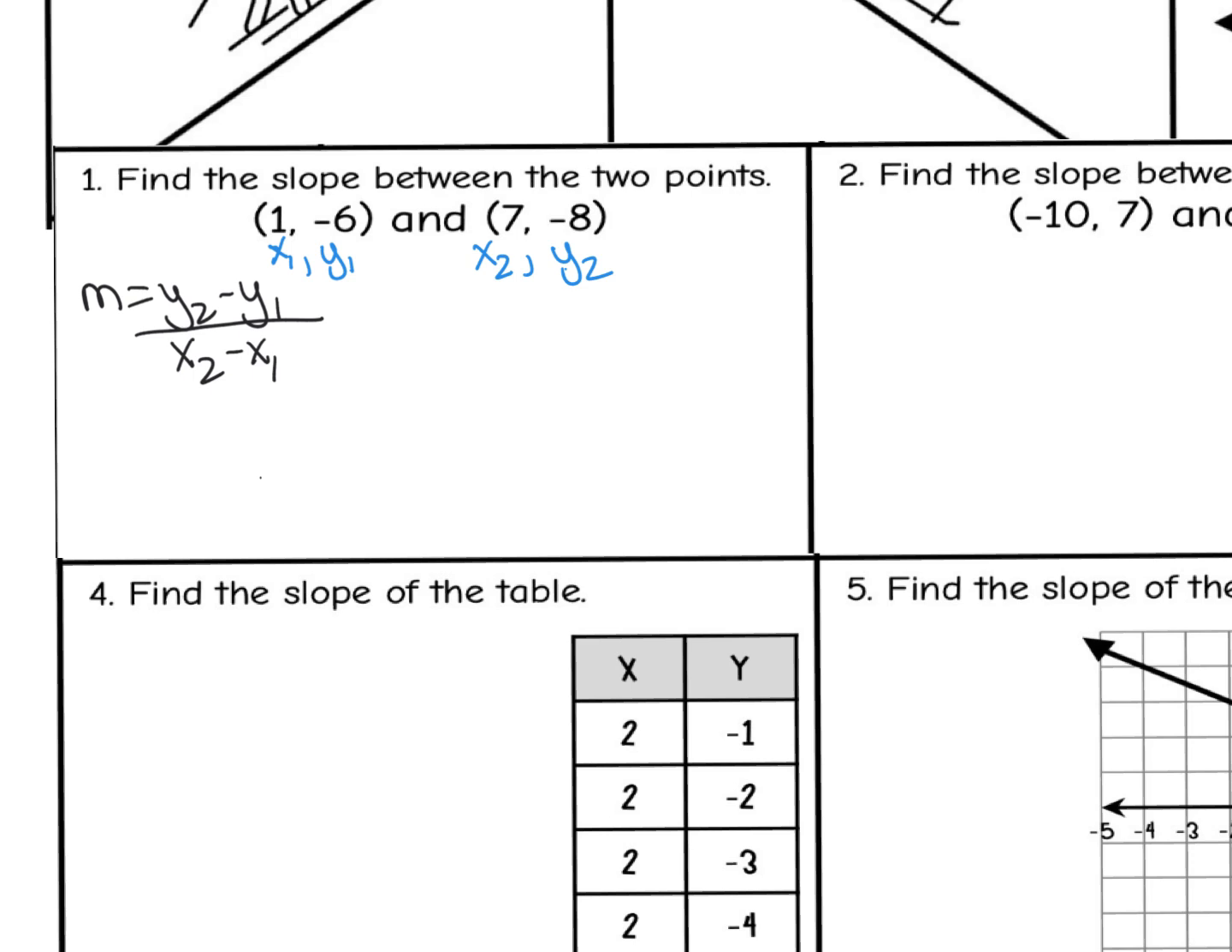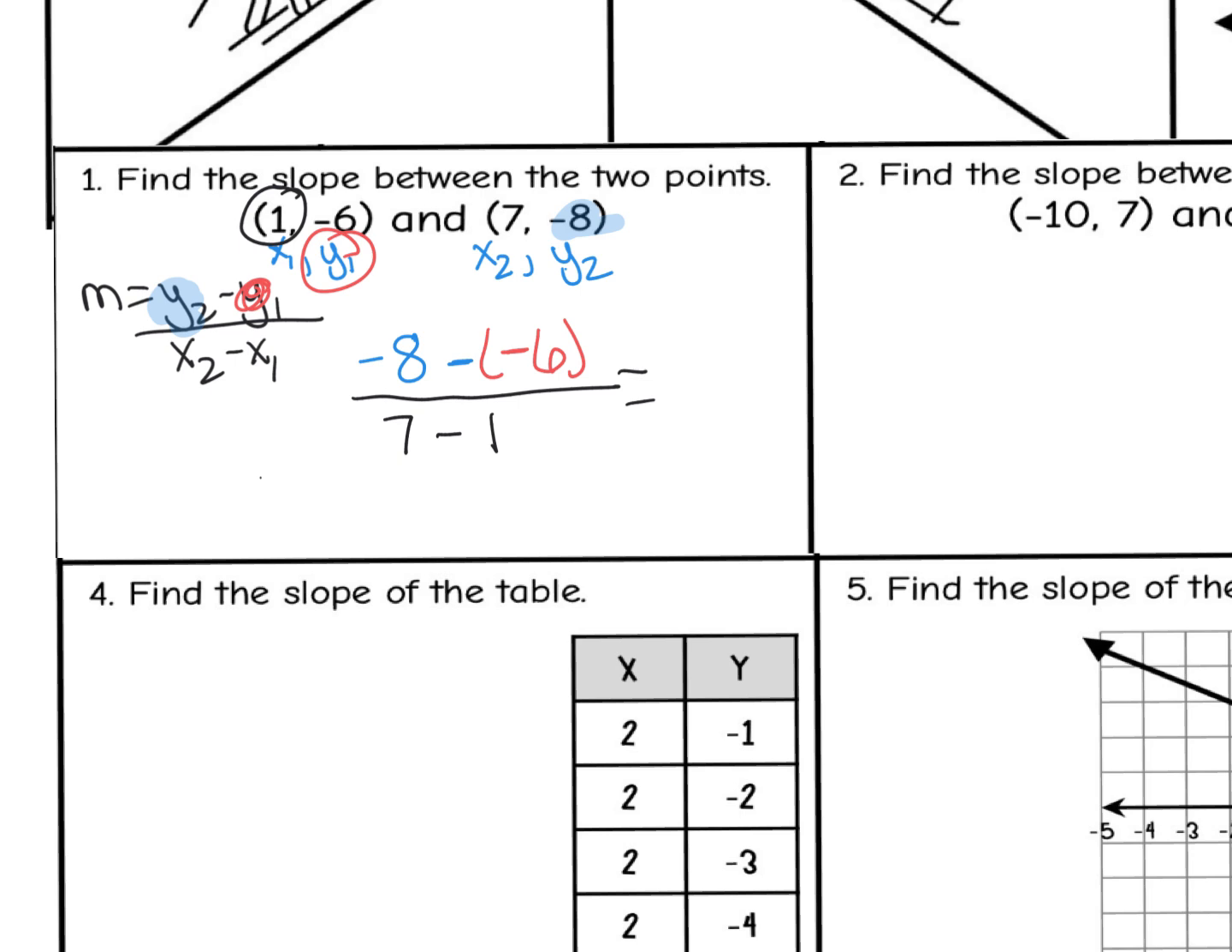So here, my first one is I need to fill in my y2. So that is -8 minus, and my y1 is -6. I like to use parentheses because here, notice I got a double negative. I do not want to drop that negative. All over x2, which is 7, minus my x1, which is 1. And now I'm going to simplify. And you can plug this into Desmos exactly as you've written it, and it will simplify it for you.